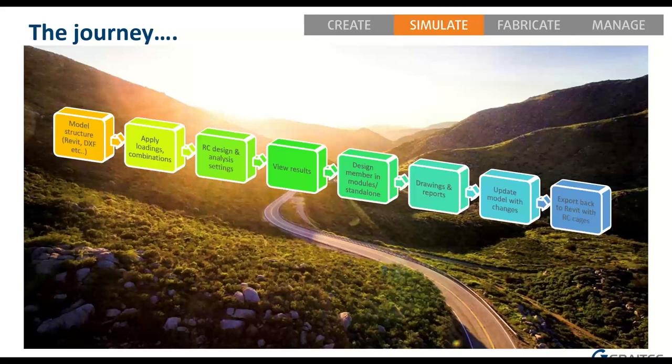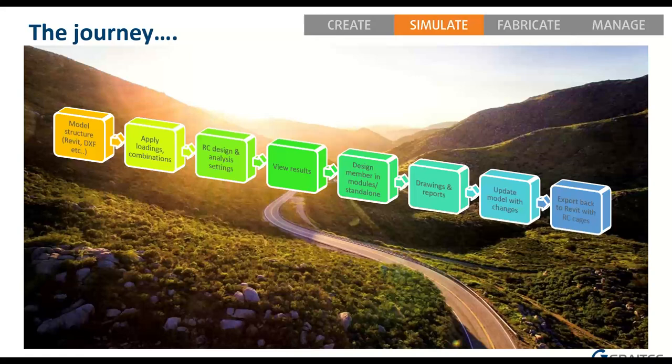Then we can look at our results and then take them through, open them with that integrated design module, or we can use the standalone design modules. Once we've designed our member, we can then generate reports and also drawings, so they can be in DWG or PDF format. Once we've finished, we can choose to update our main global model with these changes, and that will then ensure that that model includes those design members. From there, we can then look at exporting it back to Revit for our detailer or the technician to then amend those reinforcement cages or even generate some further drawings.